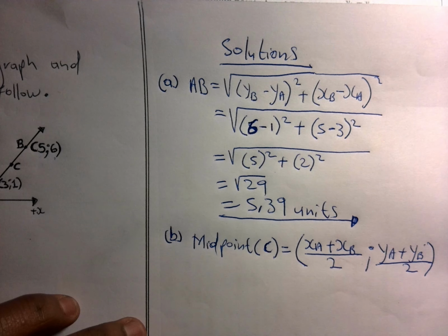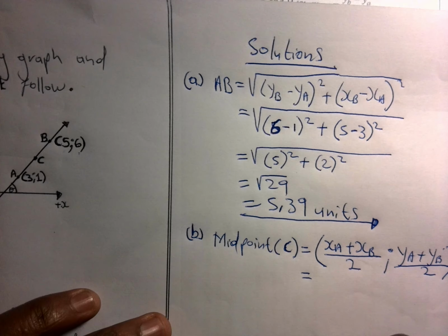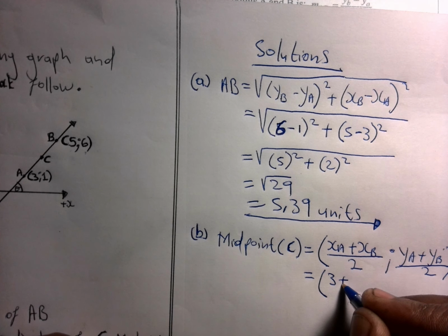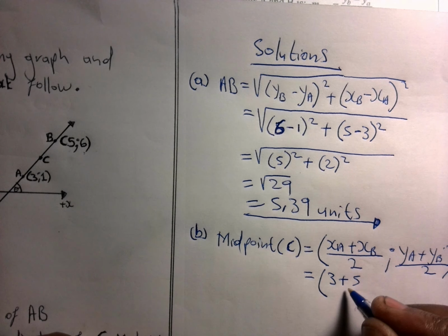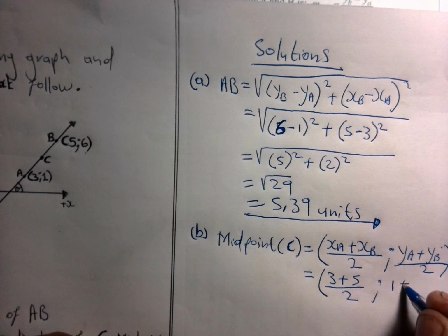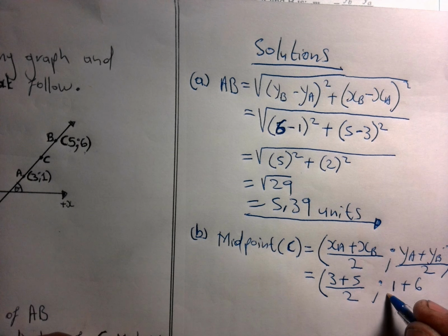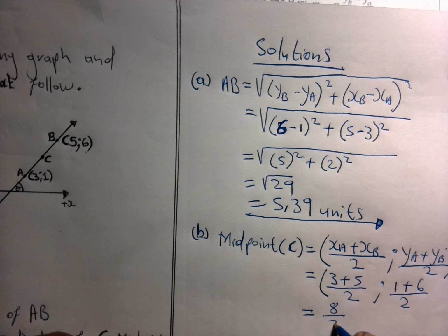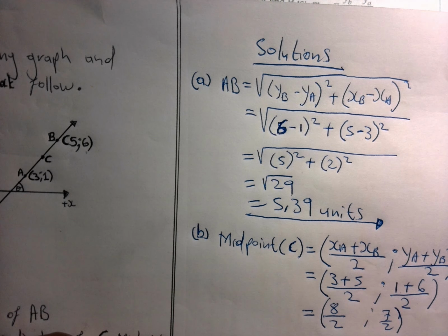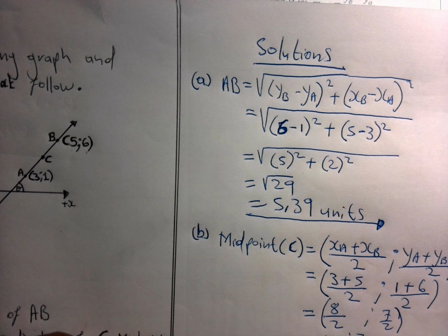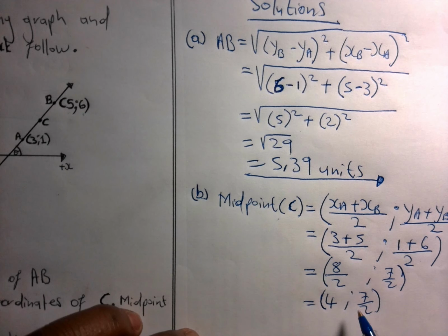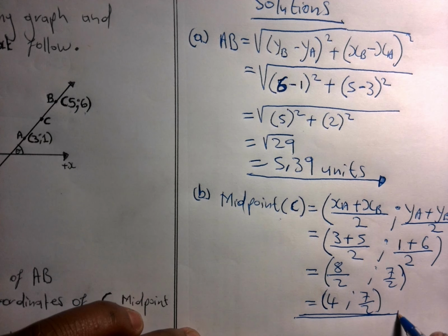Now, XA is 3, so we're going to have 3 plus XB, which is 5, divided by 2, and then YA, that will be 1 plus YB, which is 6, divided by 2. This is going to be 8 divided by 2, and this is going to be 7 over 2. This gives us (4, 7/2). This will be the coordinates of C, just like that.